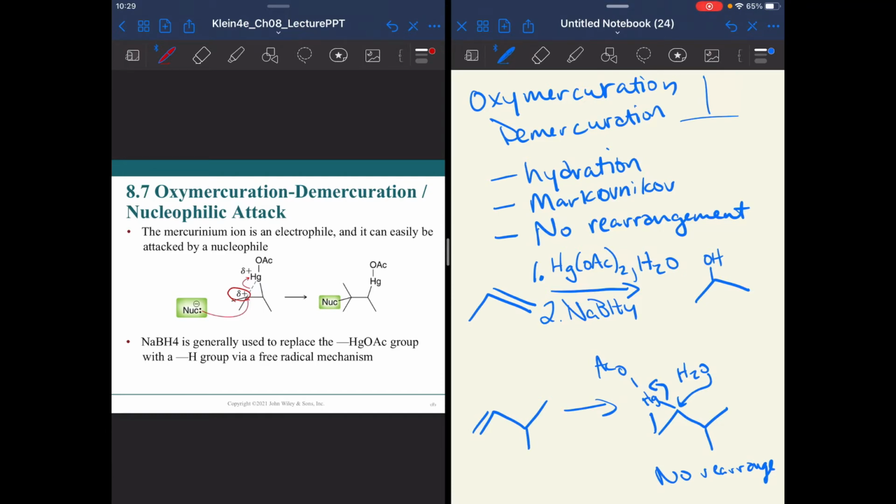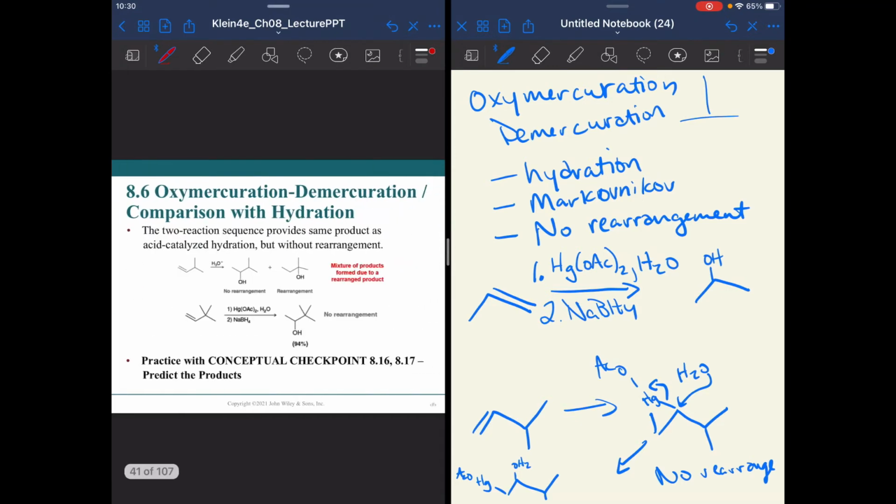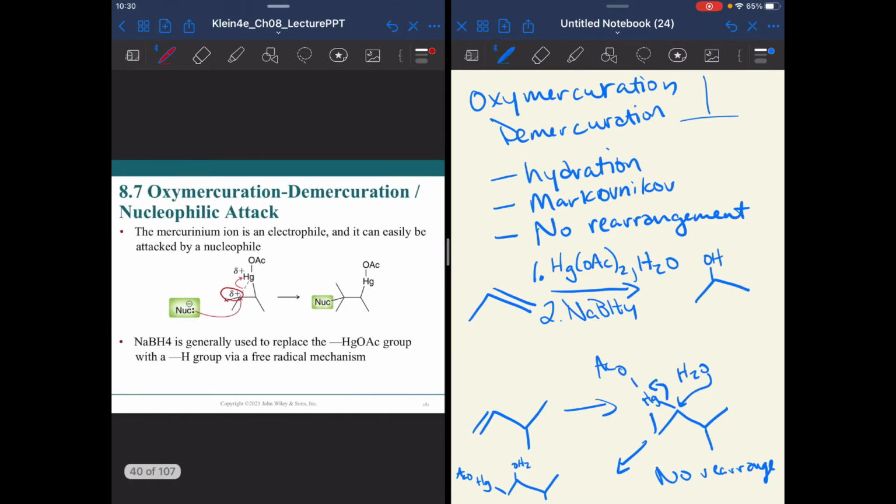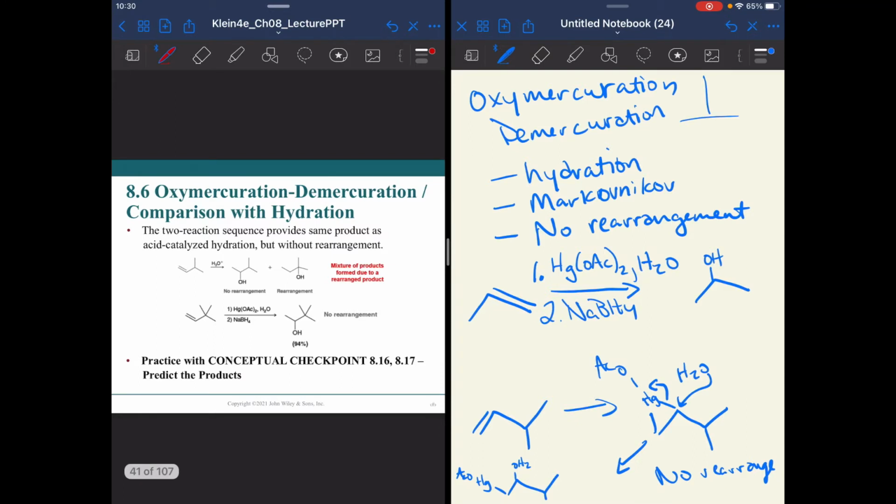The last step, the sodium borohydride. So if we draw this, now we've added water on this side. We still have our mercury acetate piece. The sodium borohydride comes in and cleans up the rest, right? The sodium borohydride will come in and knock off the mercury acetate piece and replace it with a hydrogen. We absolutely do not need to look at how that happens.